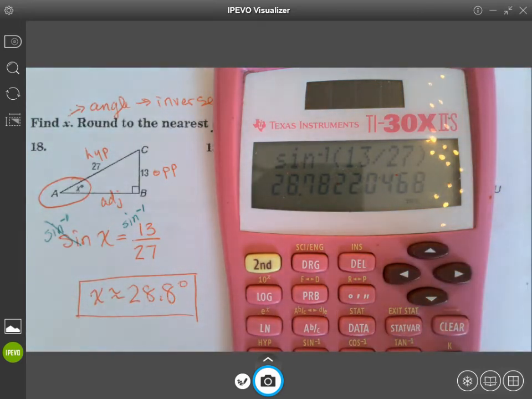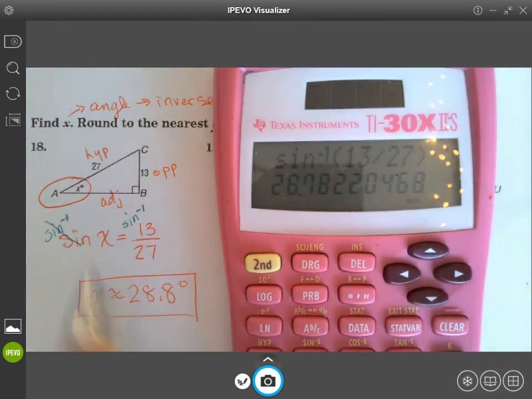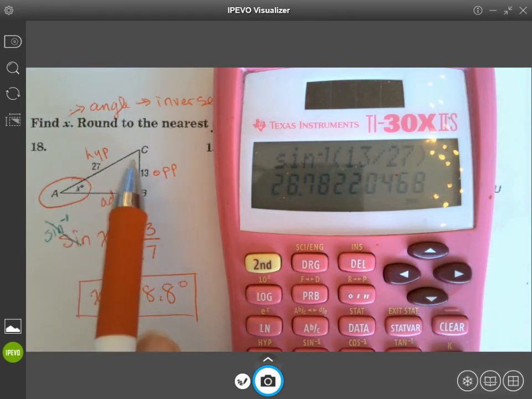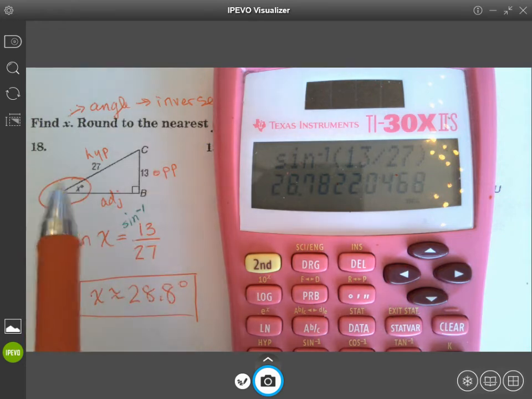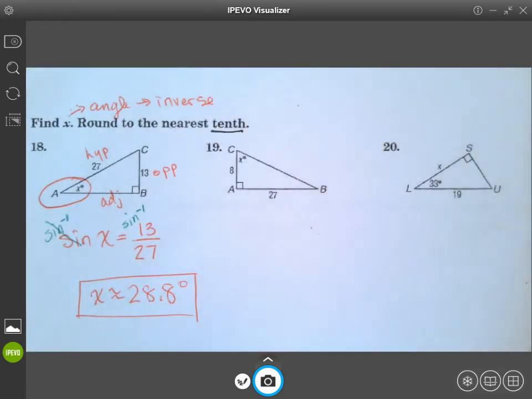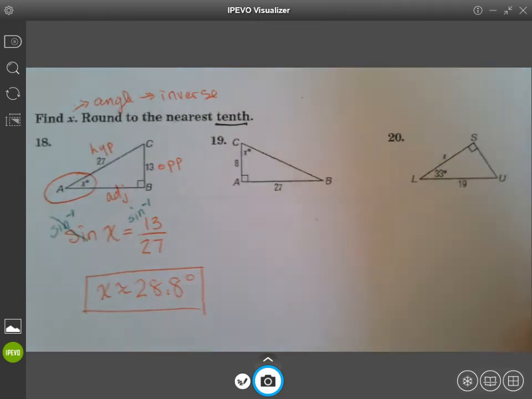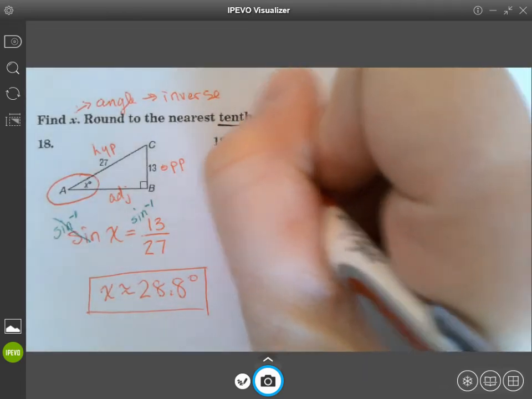Okay, now if you wanted to, you could have used the Pythagorean theorem, a squared plus 13 squared equals 27 squared, and found the missing side. And then you could also go back and find the other angle. They didn't ask us to do all that work, so we used what we have. Well, we'll set another one up. So let's set up this guy.